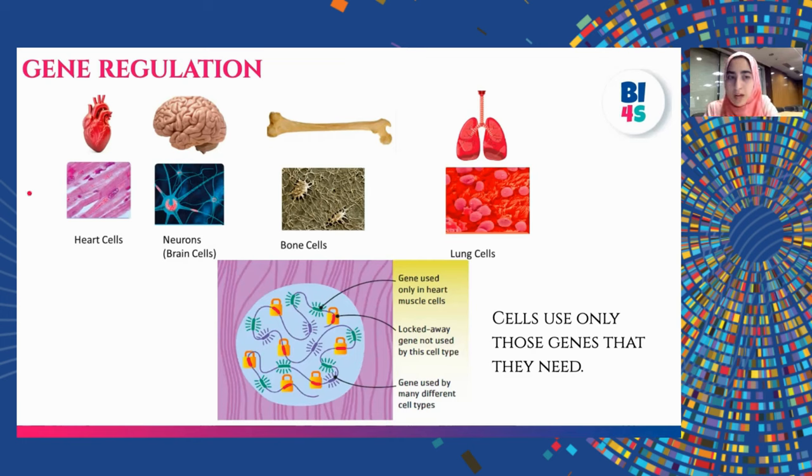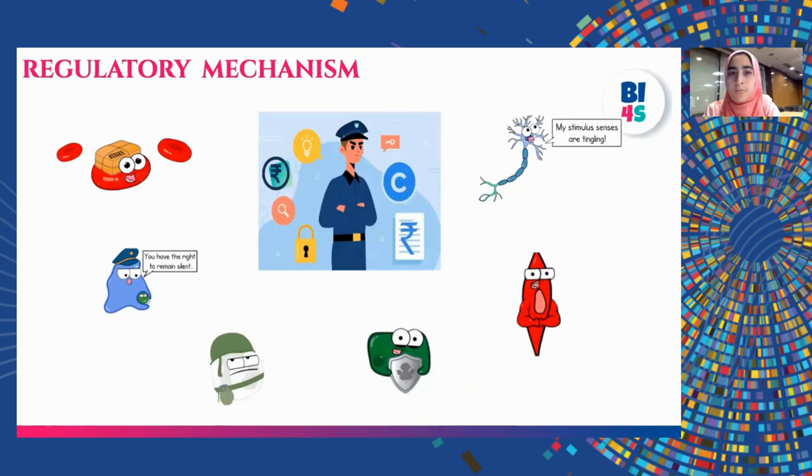For instance, in the heart cell, only those genes are used that make the heart muscles. And the genes that make, for example, neurons are locked away and are not used in the heart cell. For making this function regulated, there are special regulatory mechanisms within our body that make sure that every cell performs its function. For example, RBCs only carry oxygen, macrophages engulf foreign pathogens, granulocytes fight foreign infections, and so much more. So this regulatory mechanism is really important.